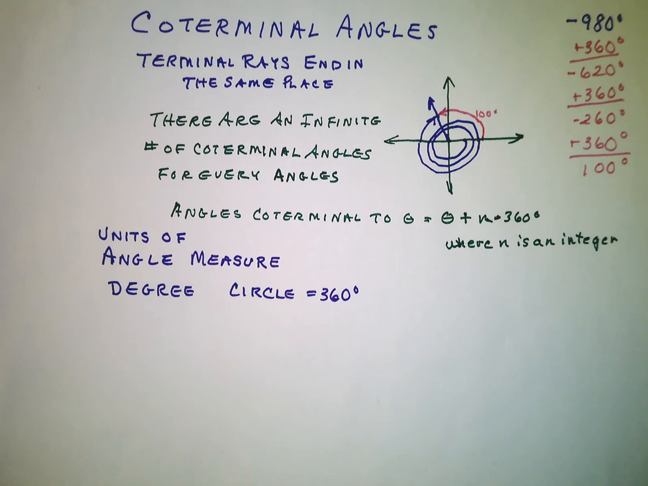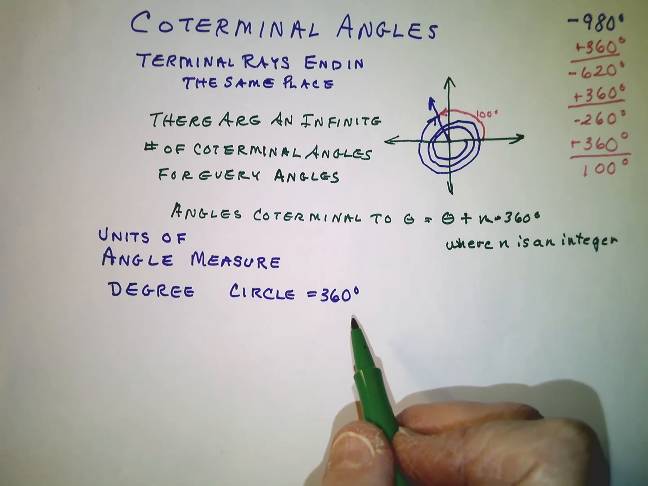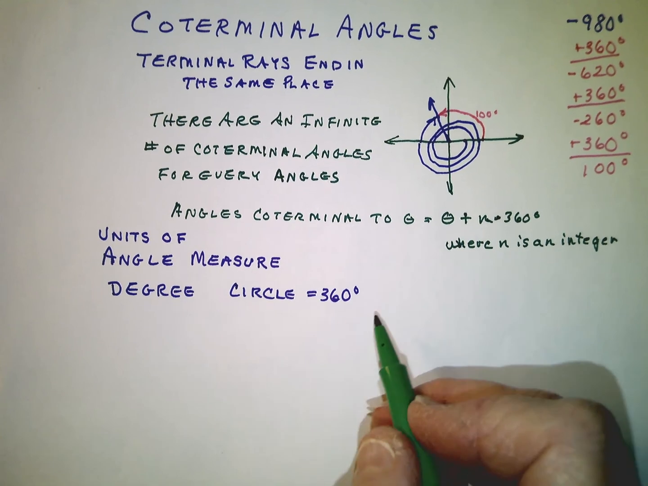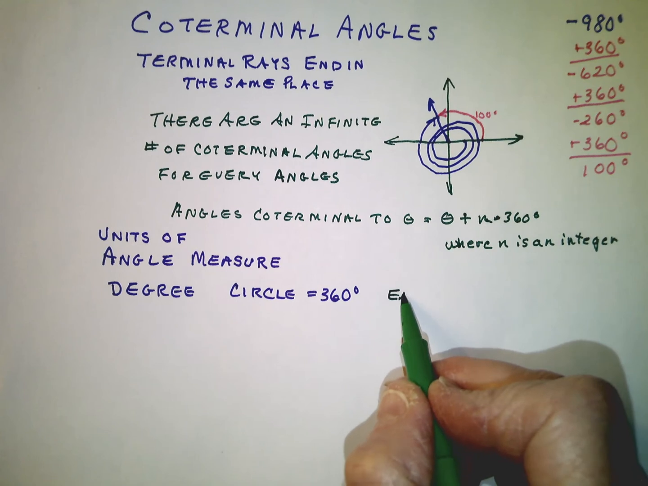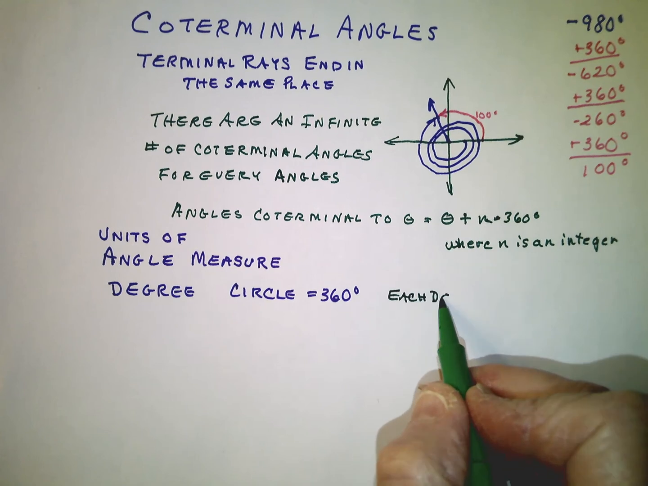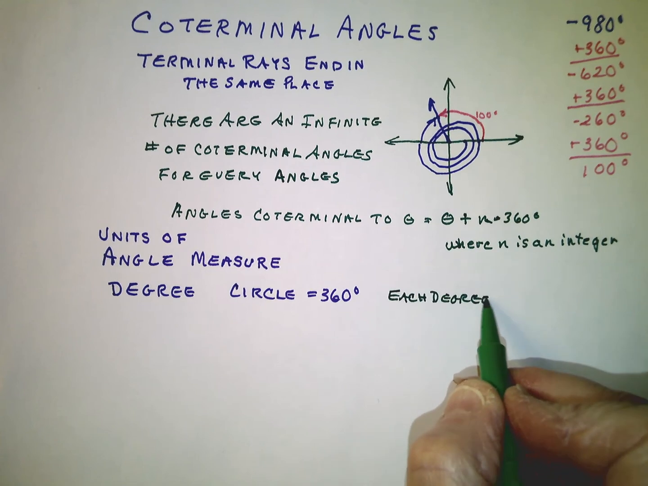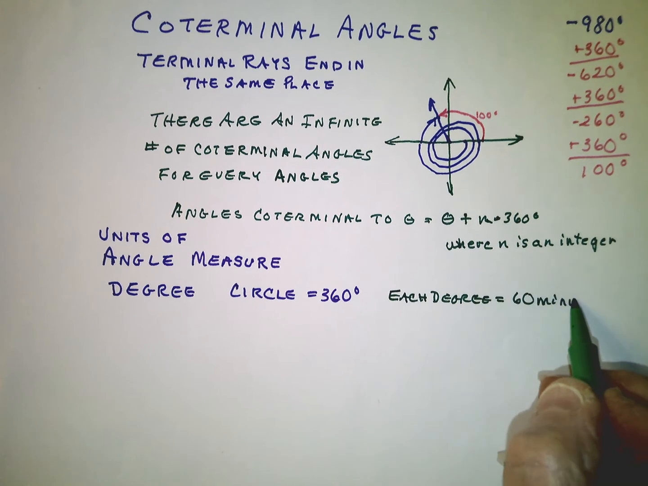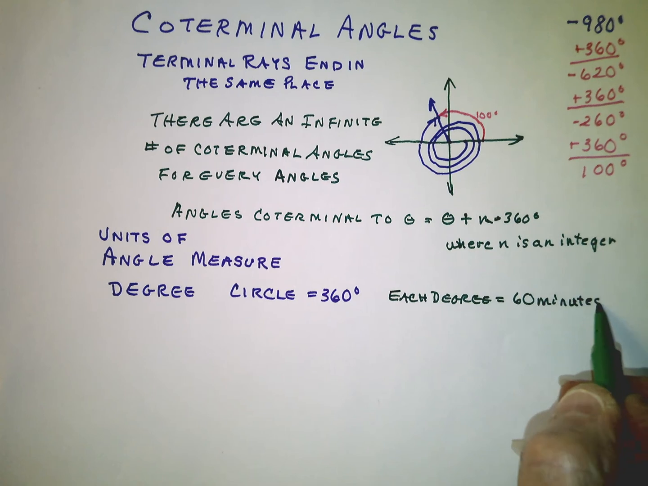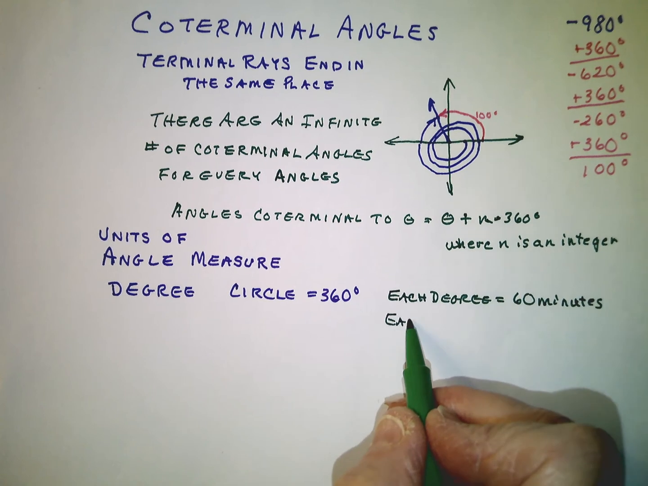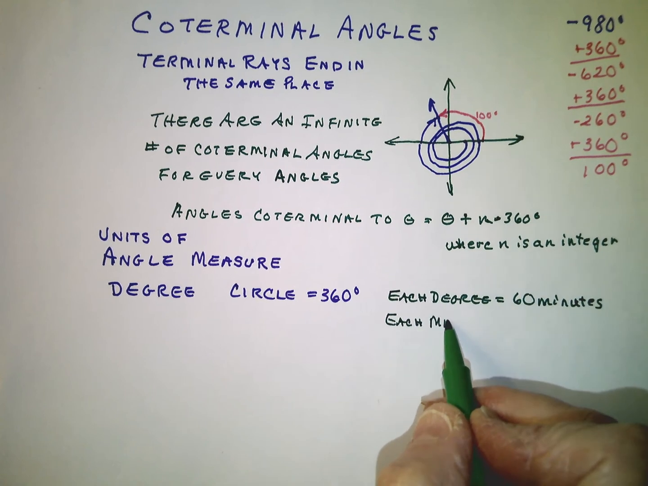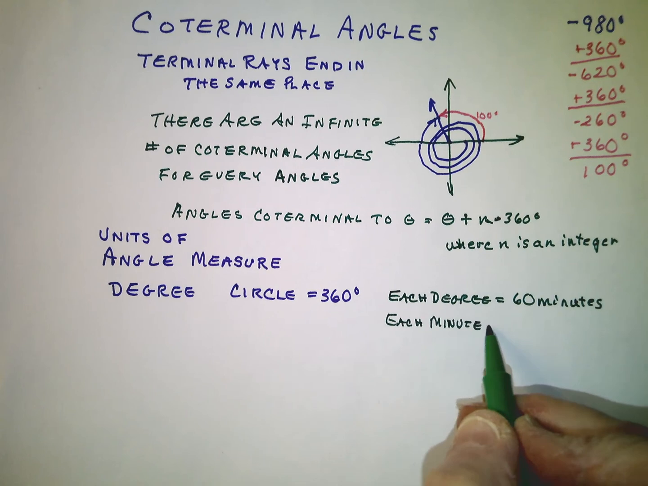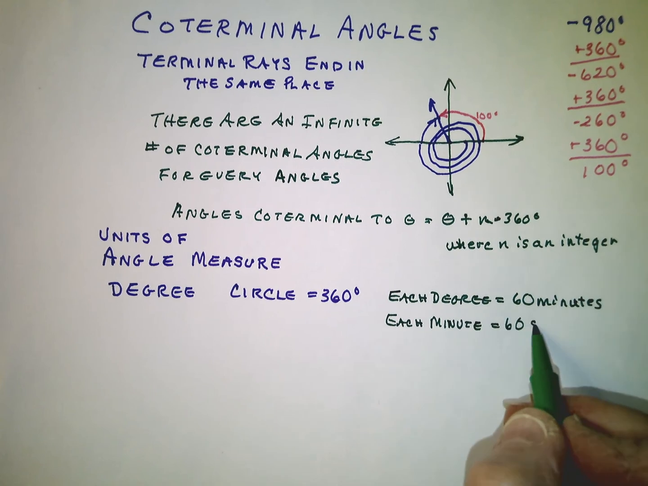But even degrees are not that simple. Hundreds of years ago, mariners discovered that when you're projecting out across the ocean, the degree is too large of an increment. So each degree was split down into 60 minutes. And even that proved too large, so each minute was split further into, you guessed it, 60 seconds.